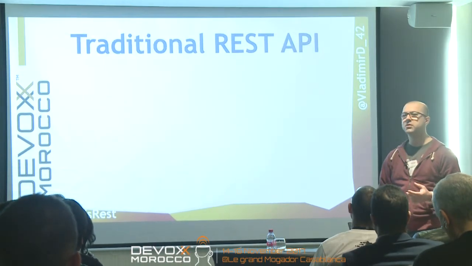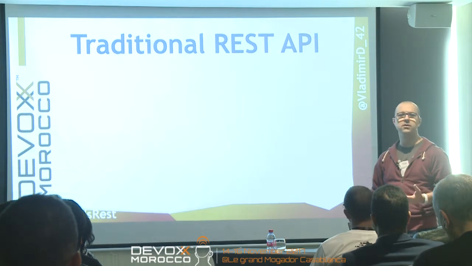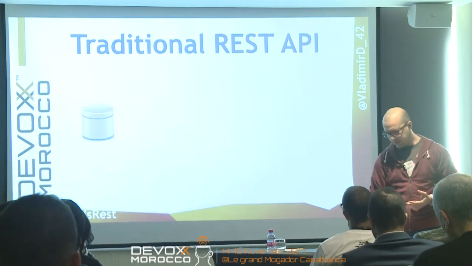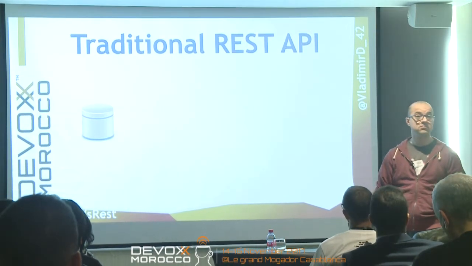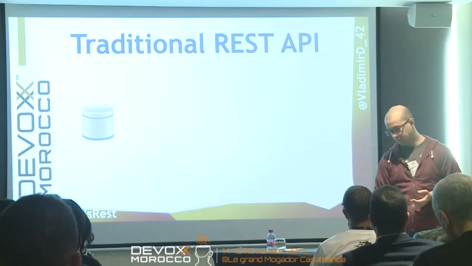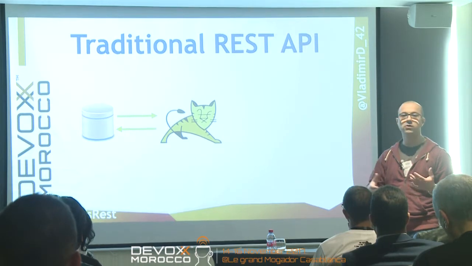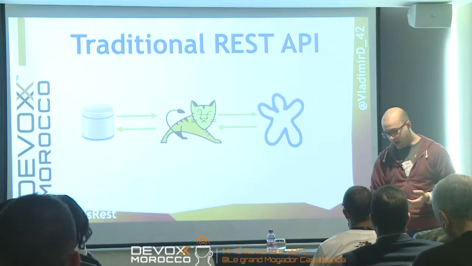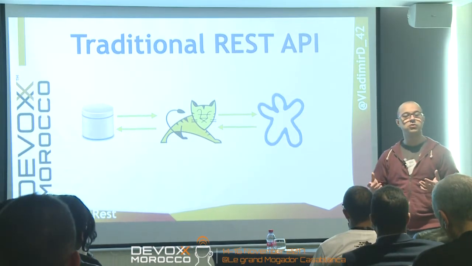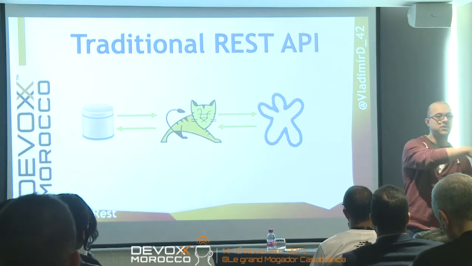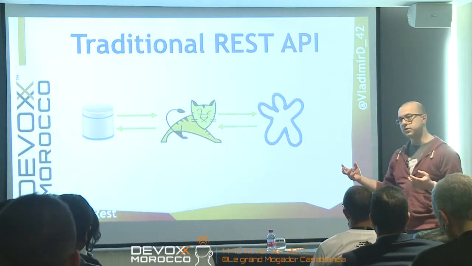Okay, but when we say traditional REST API, what do we mean? In most cases, it means that we have some database somewhere. We have some application which is talking to the database, so it can retrieve the data from it, change the data, do whatever we want. And of course, we have a user who talks to our application, which then talks to the database, fetches the information that it needs, and sends it back to the user.